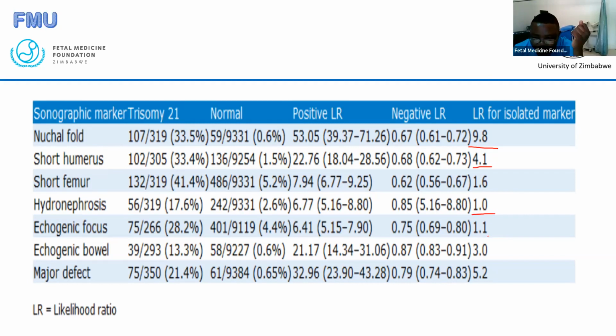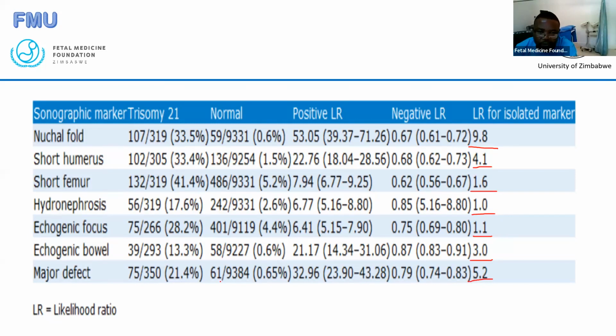The same with the echogenic focus in the heart. It's not going to change the risk. When it's 1.1, just as good as 1. The short femur doesn't change much. It's 1.6. While echogenic bowel may change the risk, and a major cardiac defect will change the risk as well.